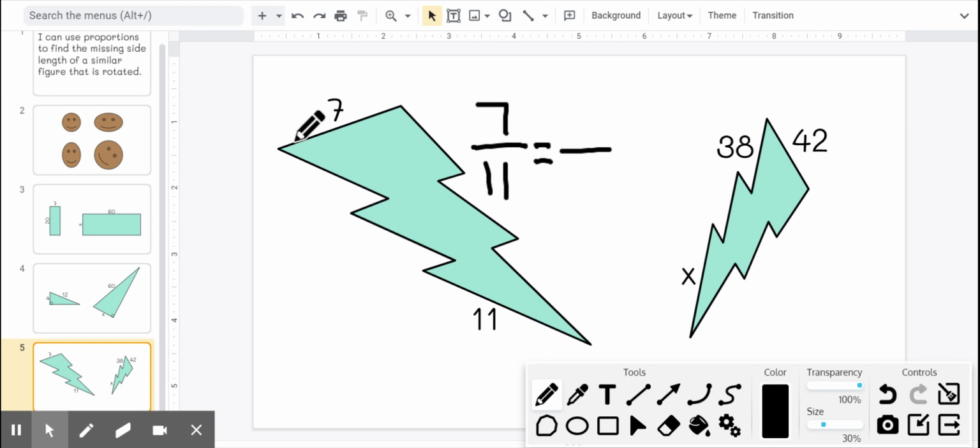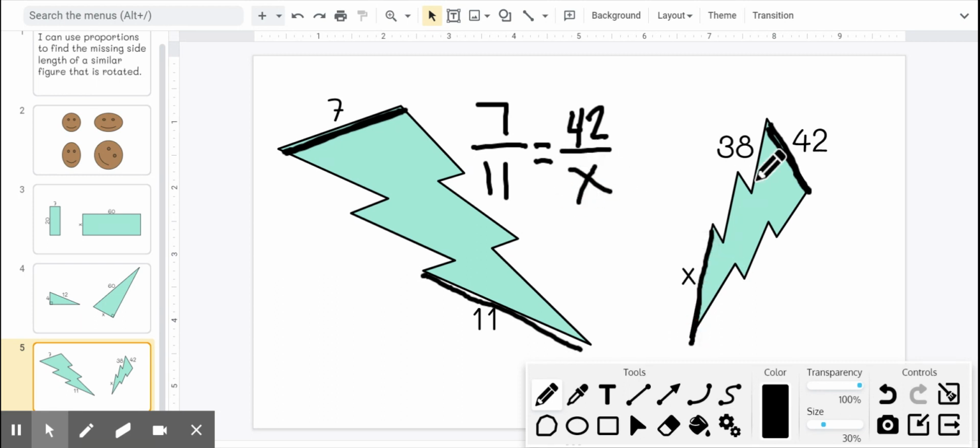So the 7 is this very widest top part of the lightning bolt. So that would match up with this side right here, which is 42. And then this one is from the tip of the lightning. So right here, we would use X. 38's not important. It just really wants some attention and it says, look at me, but it's not going to help us for this problem.